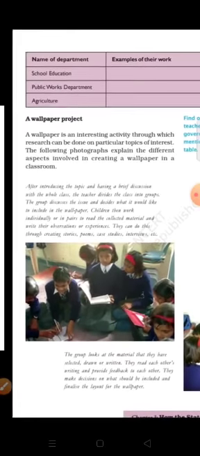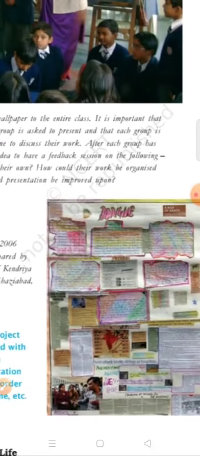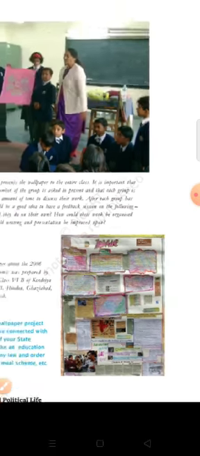Okay, so now there is an activity for your side. You can make a wall newspaper, an interesting activity through which results can be shown on particular topics of interest. The following photographs explain the different aspects involved in creating a wall newspaper in the classroom. You can make it easily, okay, just like on dengue. They can explain how the government works and how dengue spreads there.